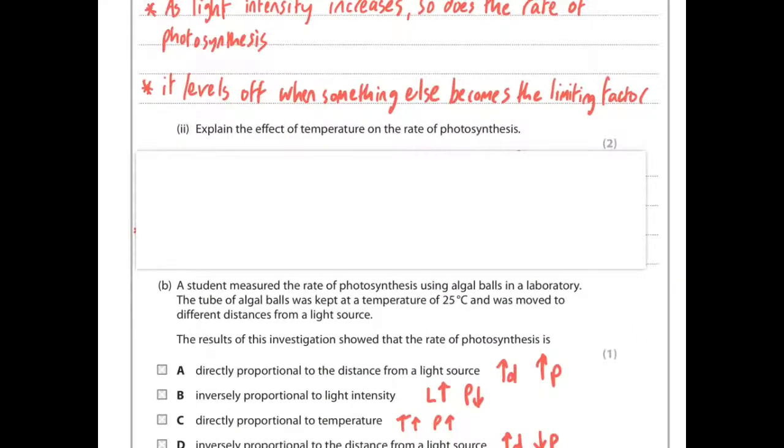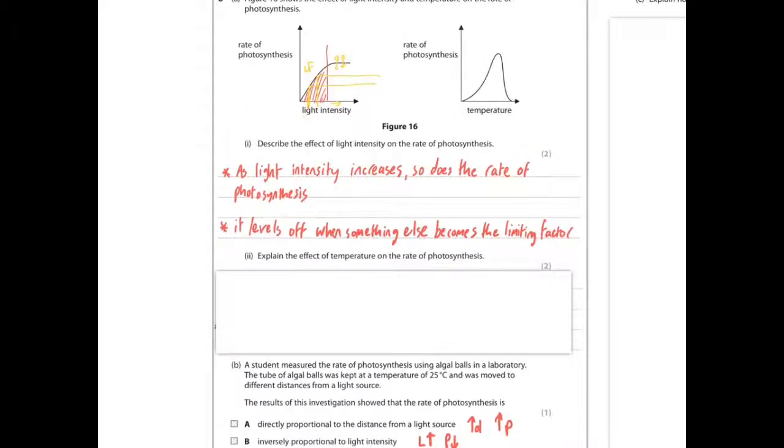Explain the effect of temperature on the rate of photosynthesis. So, explain the effect. All right, so firstly, it's one of those explain questions. So what is the effect? The effect is it increases the rate of photosynthesis and then it decreases it if we keep on increasing the temperature. So why? Firstly, photosynthesis is controlled by enzymes. So when you increase the temperature, you increase the rate at which these enzymes can operate.